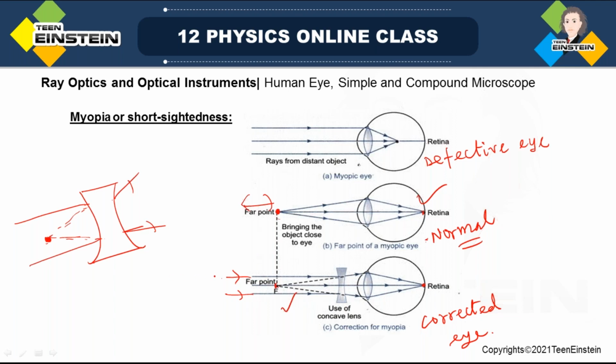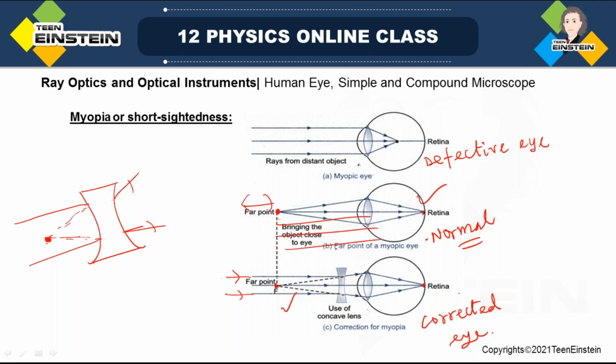So what you have to do? To see the objects which are far off, you have to use a concave lens. And how does it happen? This concave lens will produce a virtual image of those far off objects at the particular point from where the eye can actually see. I can see from here, right? If rays go from here, this can be seen.